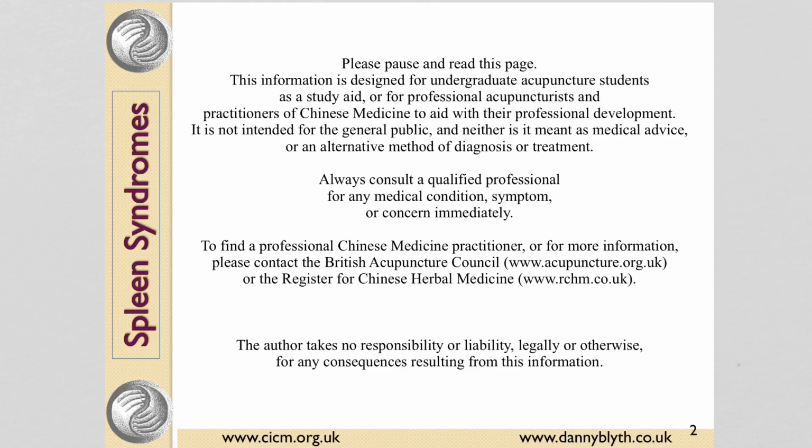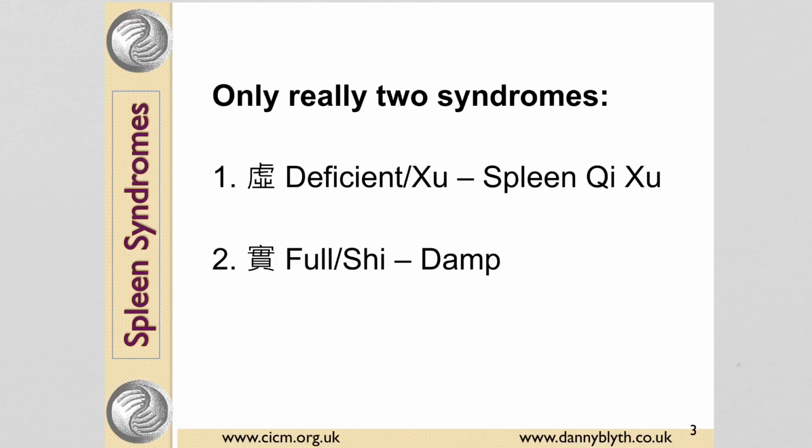Remember, this is for acupuncture students only. Please pause and read. There are only two syndromes. Spleen Qi Deficiency is deficient and dampness is a full syndrome.